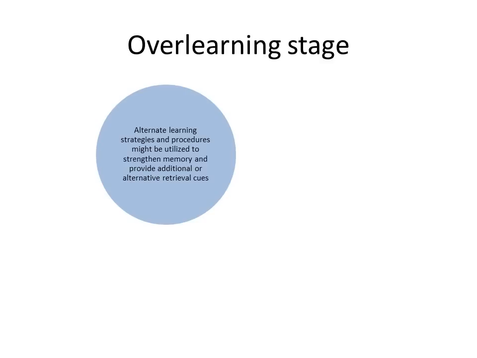Alternate learning strategies and procedures might be utilized to strengthen memory and provide additional or alternative retrieval clues. We're talking about a stage now where the music has been learned, it's been practiced, and now we're at a point of fine-tuning things. For some people, it may take 7 rehearsals to feel as though they've memorized a piece. For some, it may be 17. For some, it may be 27.